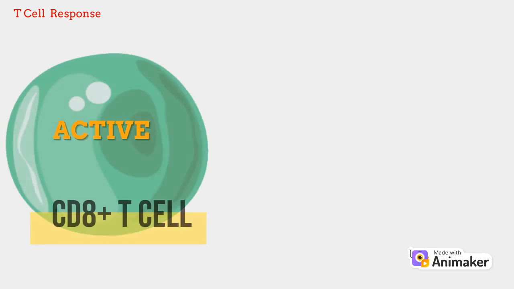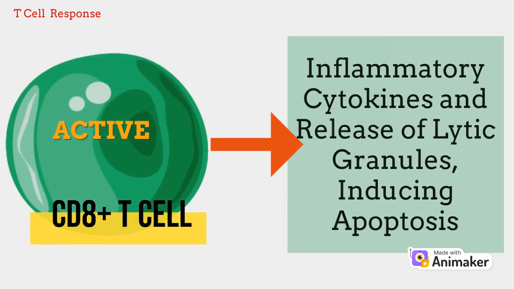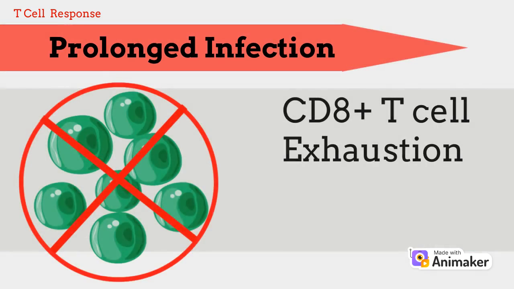Active CD8 plus T cells secrete a series of inflammatory cytokines and release lytic granules, inducing apoptosis of infected cells. Despite their critical role in controlling acute infection, prolonged infection can lead to CD8 plus T cell exhaustion and chronic inflammation.